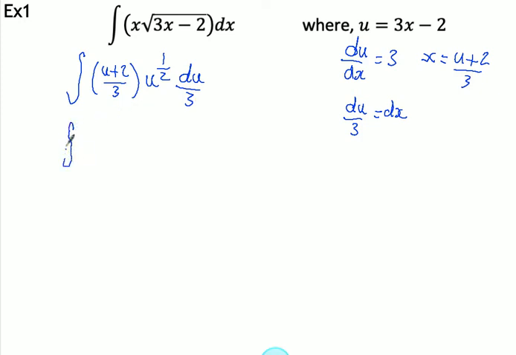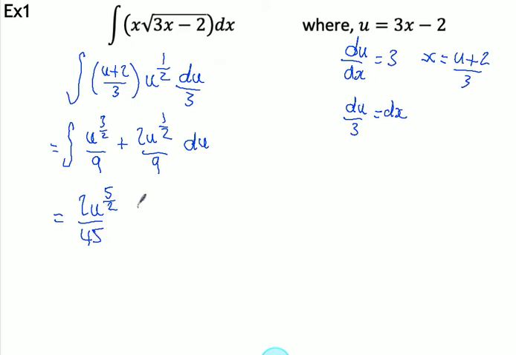Okay, let's tidy this up ever so slightly. So that's u to the 3 over 2 over 9, add 2u to the half over 9 with respect to u. Now we have a function that is a lot easier to integrate. So let's do that. This will become u to the 5 over 2, divide by 5 over 2 becomes 2 over 45. And we're going to integrate this term, so u to the 3 over 2, and that is going to become 4 over 27 when we divide by 3 over 2, plus c, of course.